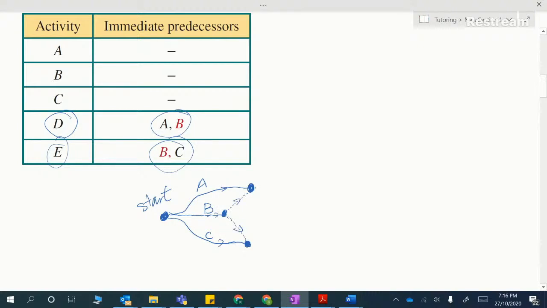Okay, and now you can see I can make D and E happen like that. And this would be sort of my finish here.